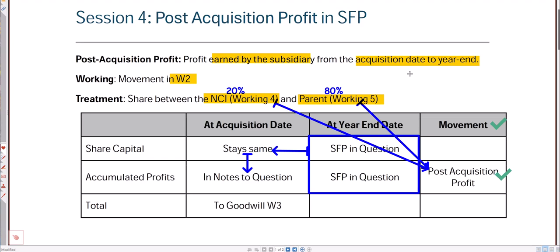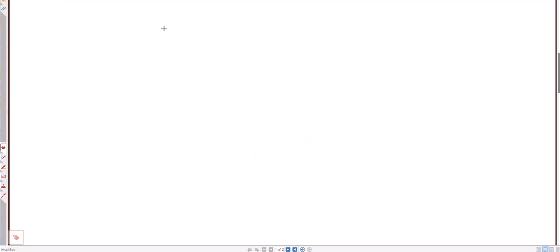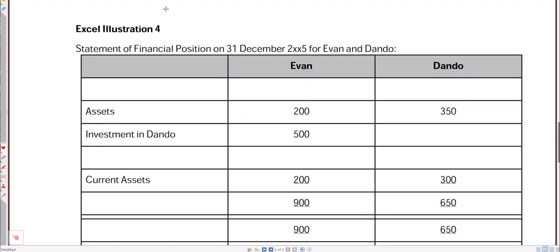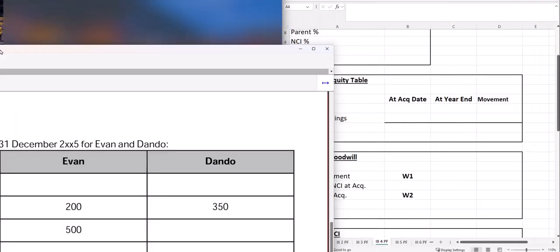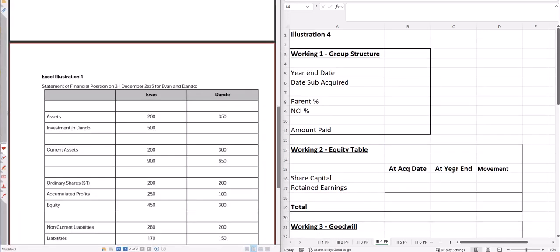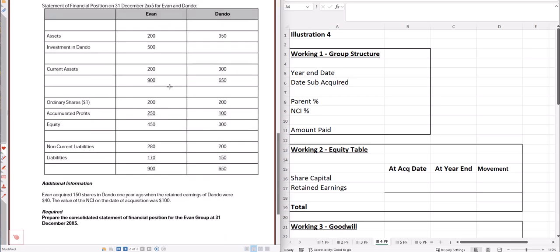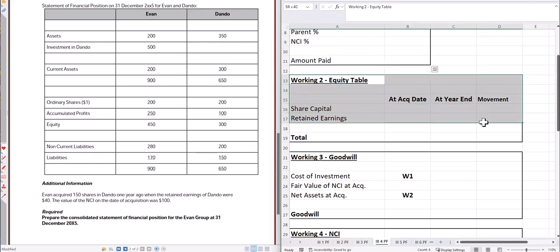As per usual, easiest thing to do on this is an example. So we're going to look at illustration 4. I have a pro forma ready to go in the Excel workbook. We're looking at Evan and Dando. Just to remind you, so looking at illustration 4 in the Excel workbook here, remember we need our workings. Working 1 is the group structure. Working 2 is the one I've just mentioned, so do it in the way that I've said.